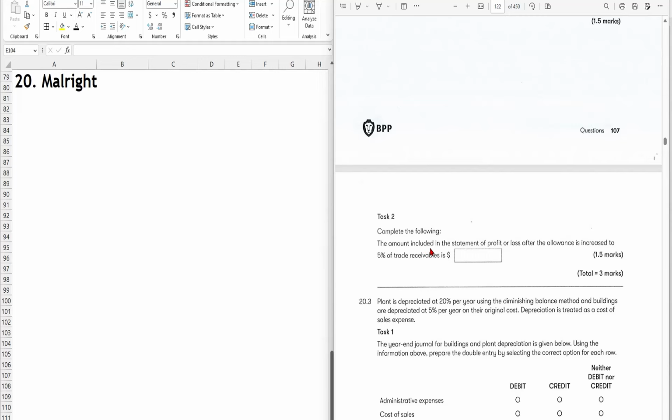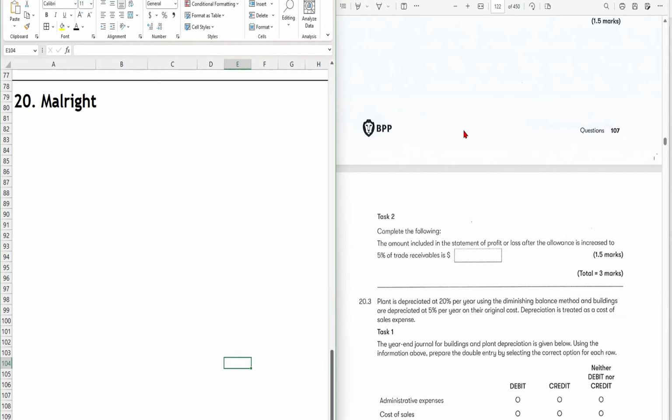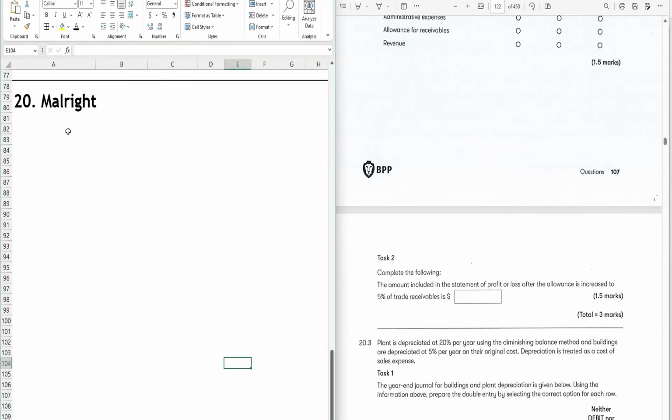Next, we have task 2. Complete the following: the amount included in the statement of profit and loss after allowance is increased to 5% of trade receivable is. That's fine. So it's very easy. The question says by how much allowance will be increased? Allowance for receivables is going to be increased by 5% of trade receivables. Okay. So now we need to figure out how much the trade receivable amount is.